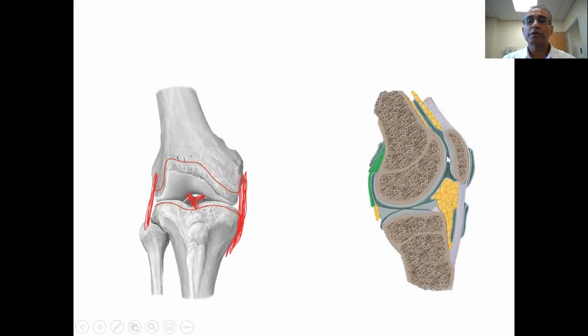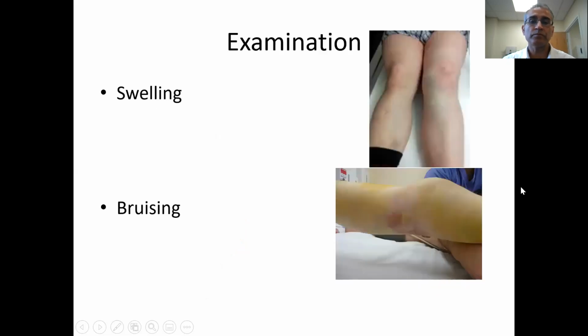So again, this picture shows the extent of the capsule, which is green. It goes quite high up above the patella. And if you have a lot of bleeding, the swelling will go high up above the patella and it will be very visible. So in this picture, the swelling shows that it's an intra-articular injury, and this bruising shows more towards the lateral side, and I'm thinking more lateral injury.